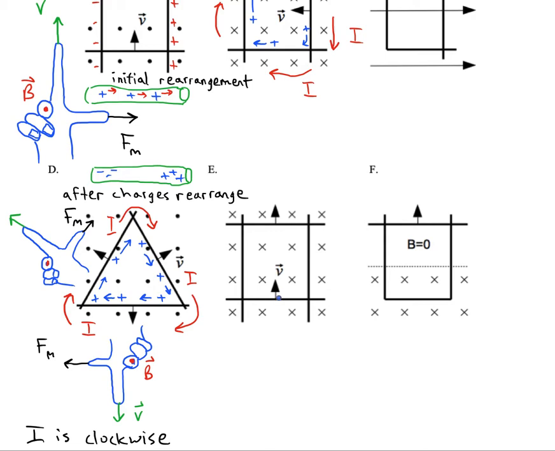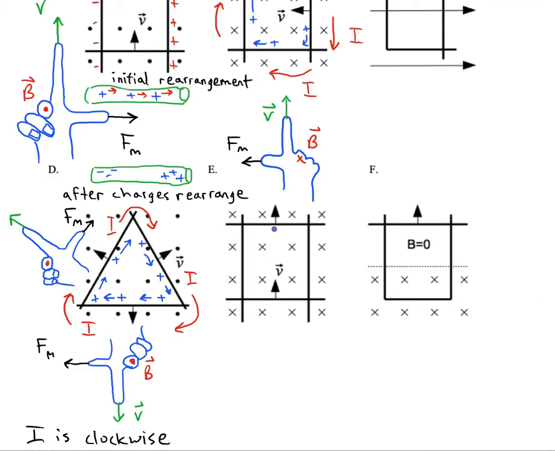This is an interesting one. What if these two bars are moving while the left and right bars are stationary? The bars are moving upward. The magnetic field is directed into the page. And the force on the positive particles is going to be directed to the left. And that's going to be the same for both the top and bottom bars.